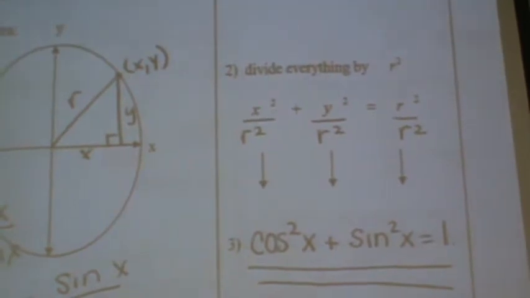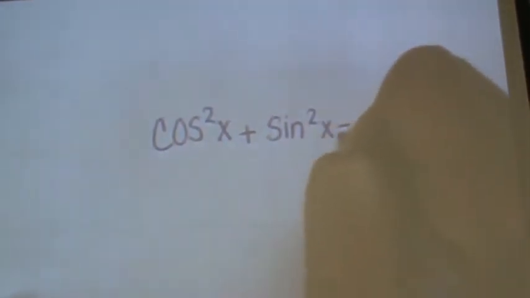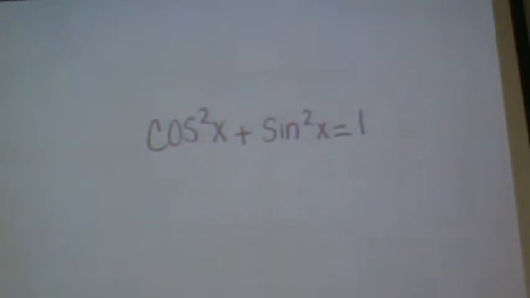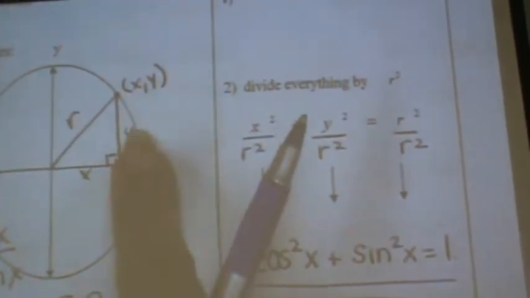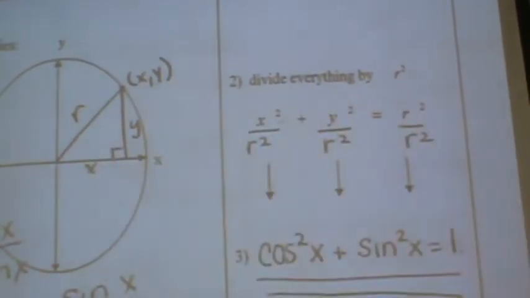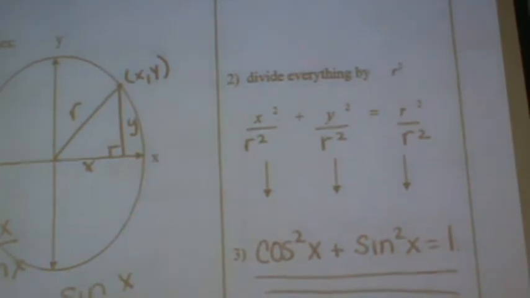Everyone with me? Does everybody have this one embedded in their mind? Cosine squared plus sine squared equals 1. So where did it come from, Trevor? It came from the X. It came from squaring each of these using the Pythagorean theorem. Okay, now, she's pointing at the X.